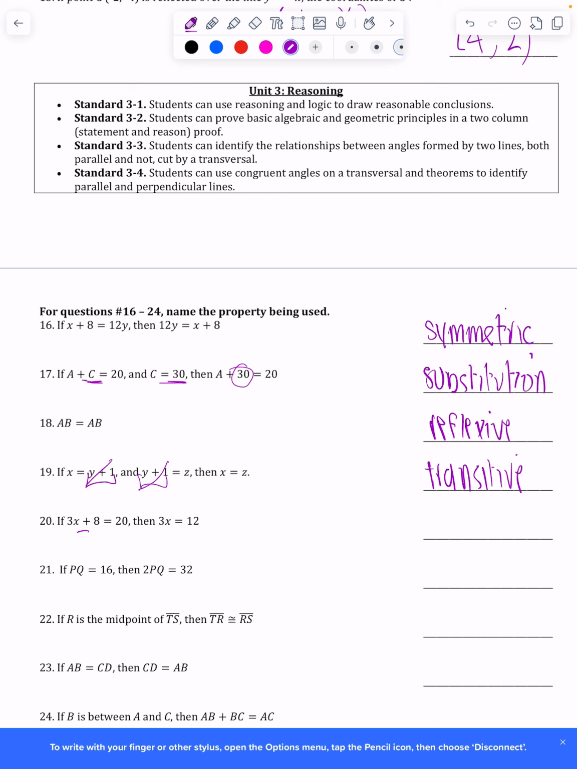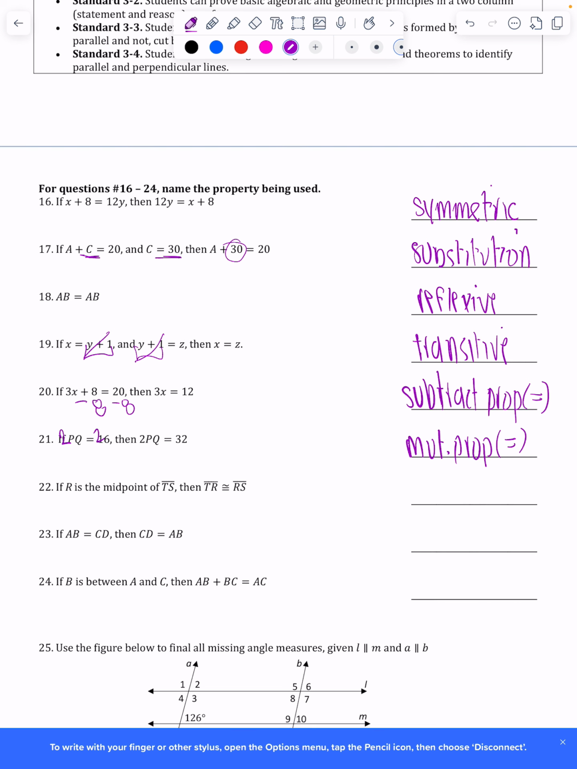All right, and then here, all we're doing is moving the x, or the 8 over, subtracting it to both sides. So subtraction property of equality. And then here it says if PQ equals 16, then 2PQ equals 32. Well, we just multiplied both sides by 2. So multiplication property of equality.